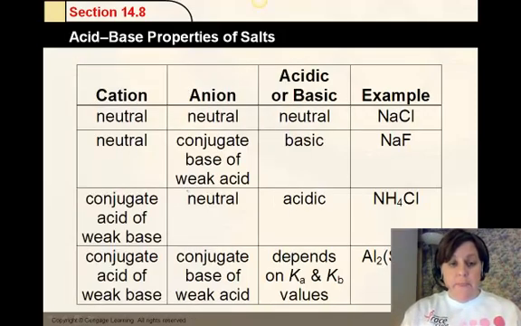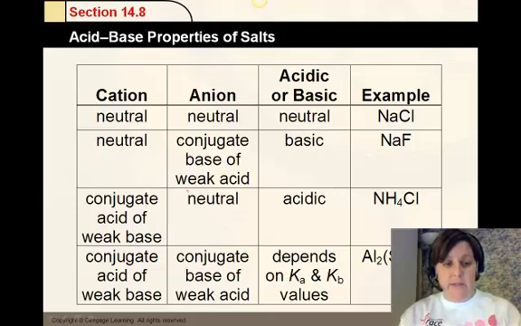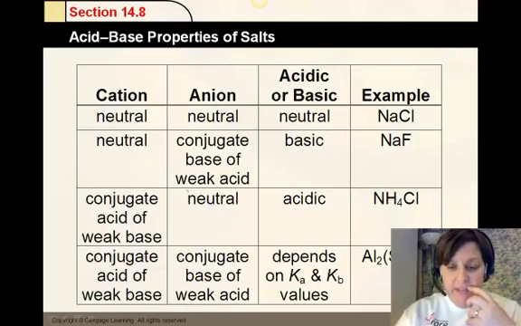So in general, if the cation is neutral, and the anion is neutral, then your salt is going to be neutral. If the cation is neutral, and the anion is the conjugate base of a weak acid, it's going to be basic. So here are some other examples, going through using your book's terms to understand if something is acidic or basic.